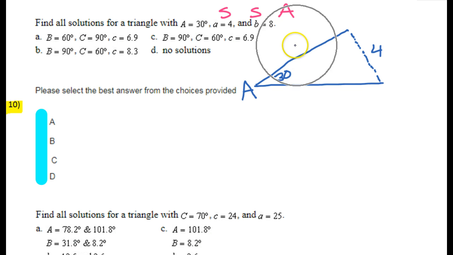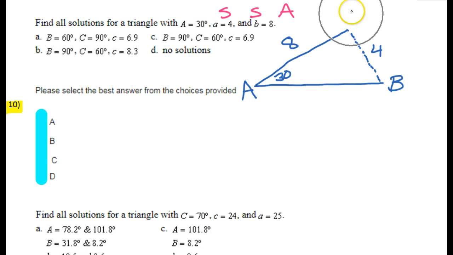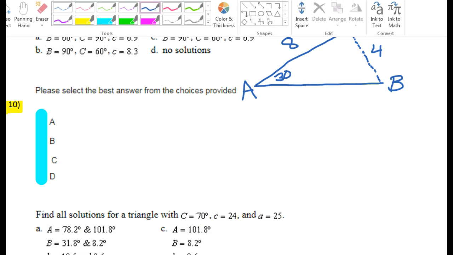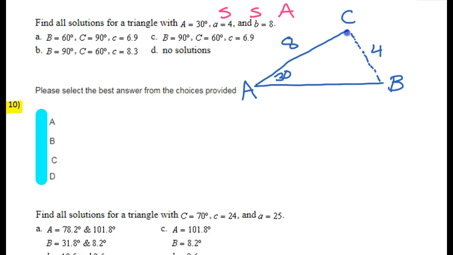Take the other side and always put that on the left. That's side B, which makes this angle B, which makes this angle C. So first you have to determine if you can make a triangle at all, and here's how you can tell. Find the height. I'm going to call this H for right now.